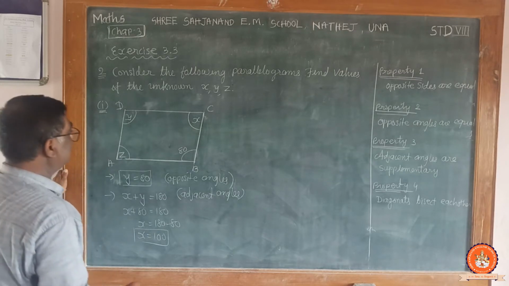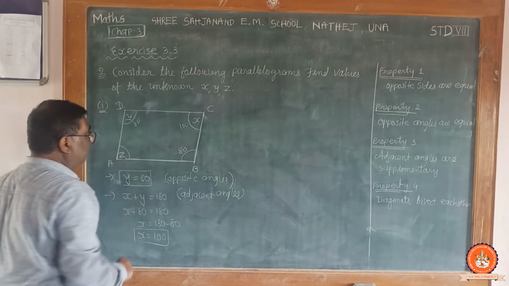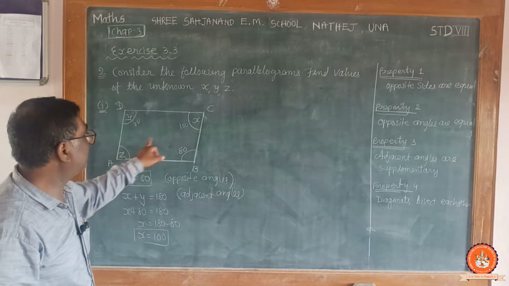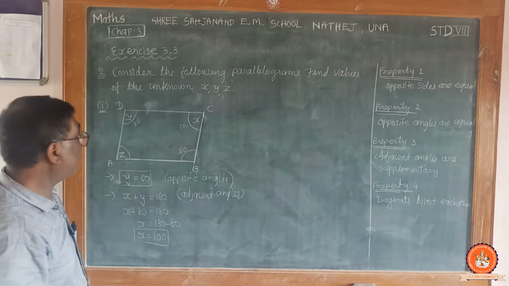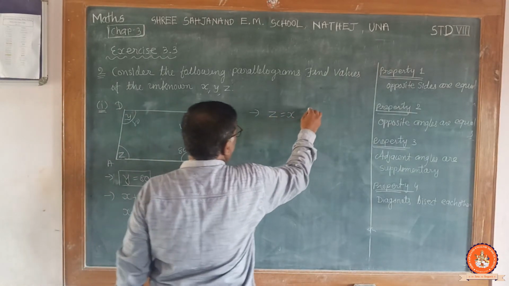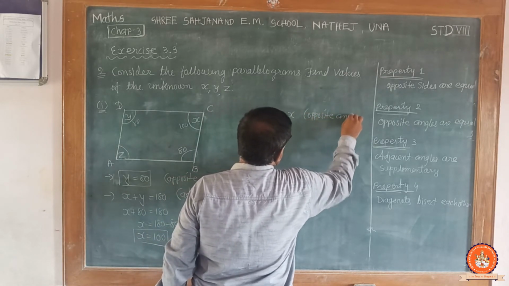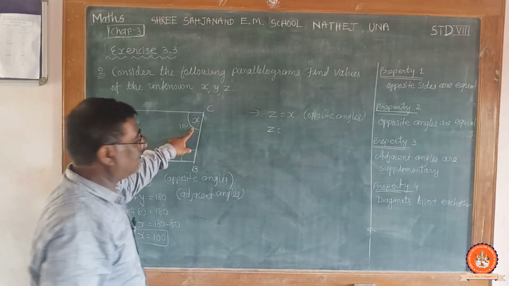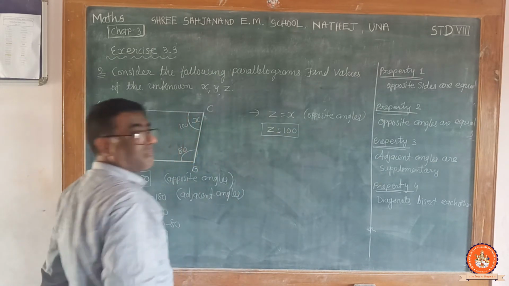Okay, now you see that x is 100 and y is 80. Now only one is left, that is z. So z is equal to x, because z and x are the measurements of opposite angles. Why? They are opposite angles. So z is equal to x, and the value of x is 100, so z is equal to 100. Okay, very good.